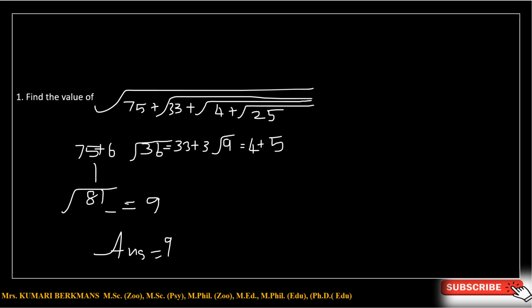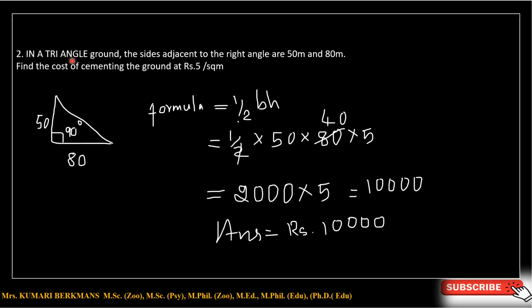Let us see. In a triangular ground, the sides adjacent to the right angle are 50 meter and 80 meter. Find the cost of cementing the ground at rupees 5 per square meter. So to find this, we need a formula, that is 1 by 2 BH. Let us draw a triangle. One side of this triangle is 50 and another side is 80. It is already given, and this is a right angle triangle.